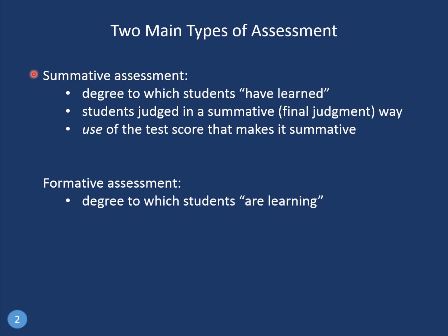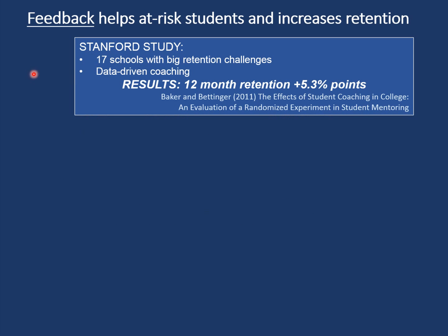And in the formative, it's the degree to which students are learning. So we see here the formative aspect. And in this case, the students are allowed to use the results to improve. It's not a final judgment. And mastery levels can be set with formatives, because that would ensure that they can do well on the summative. And again, it's the use of the test score that makes it formative.